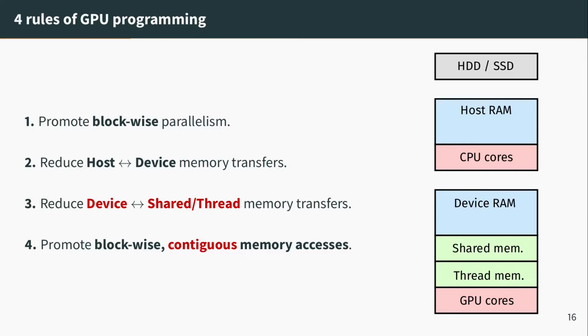Second, as you know, you want to reduce the number of memory transfers between the GPU and the RAM, or God forbid, between the GPU and the hard drive. So PyTorch gives you some instructions to mitigate this problem. And then if you go deeper, you also want to reduce the number of memory transfers between the shared or the thread memory and the device RAM.